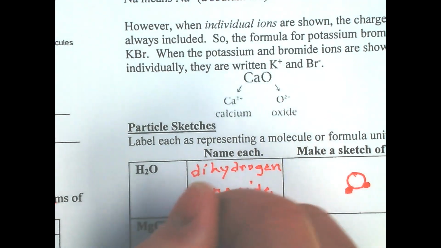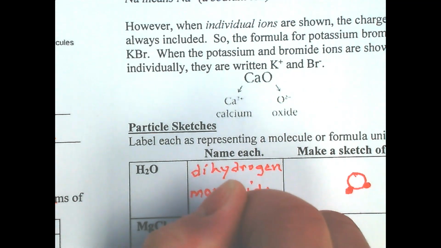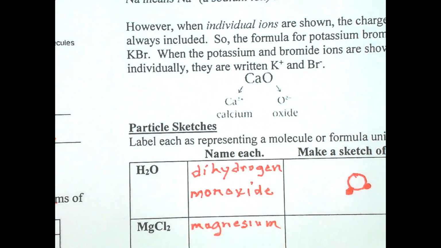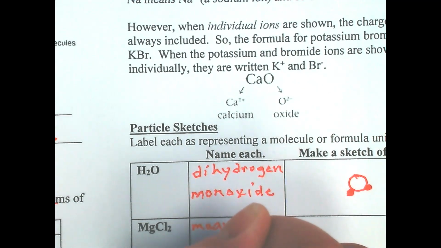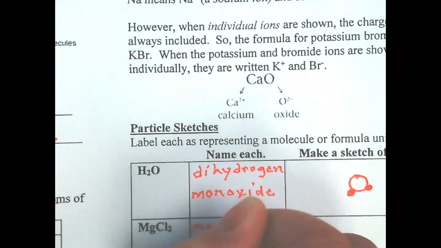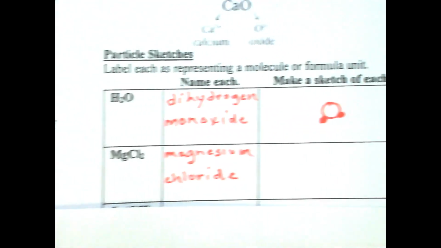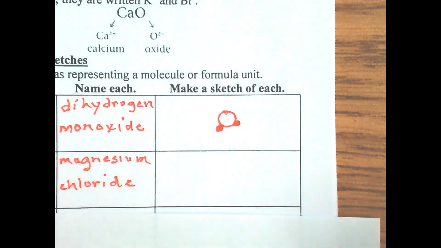So this is just going to be plain old magnesium. And then not chlorine, but chloride, and certainly not dichloride. That would be Greek, and we don't put Greek prefixes on ionic things. So magnesium chloride. And then to draw our particle sketch, we're going to think in terms of this, all right?